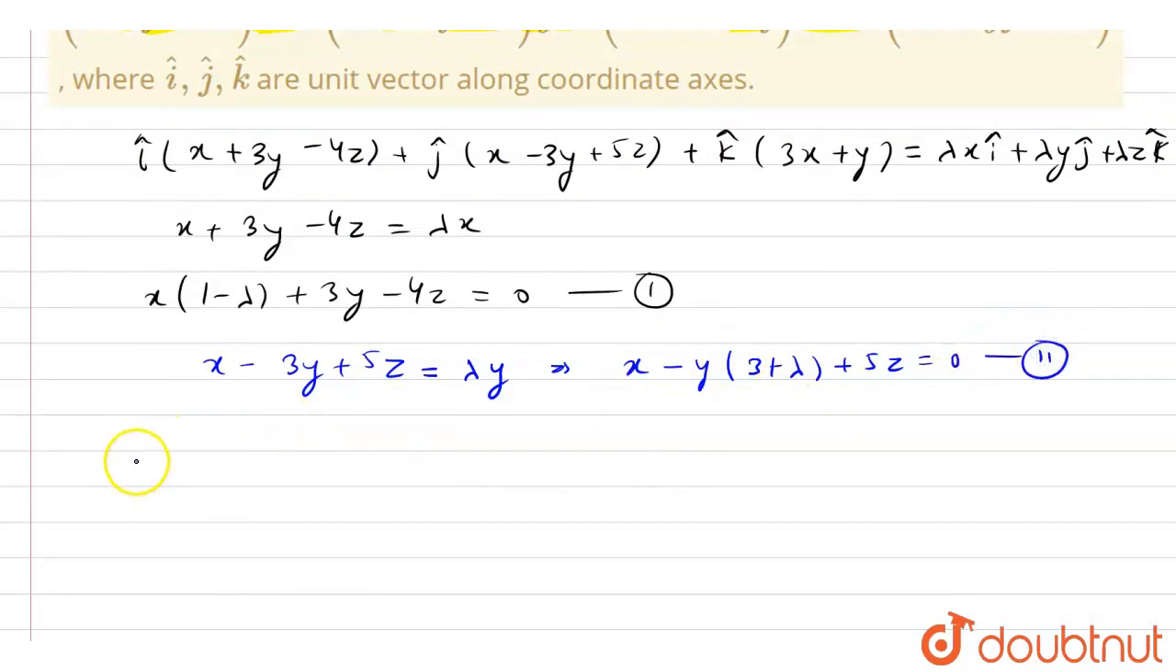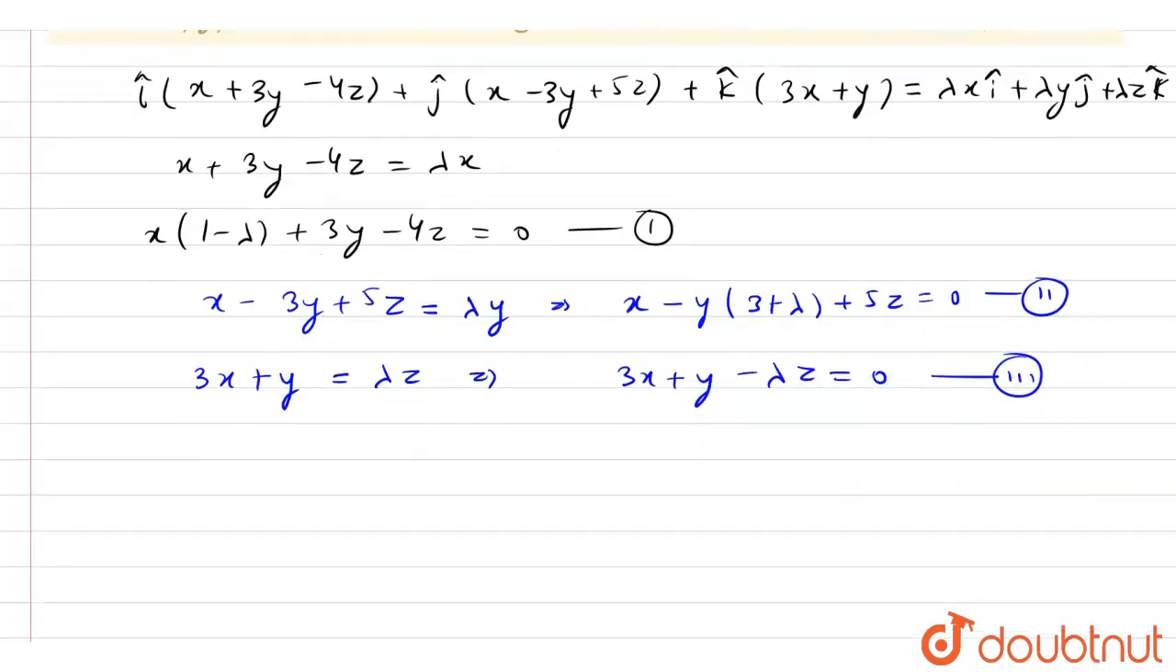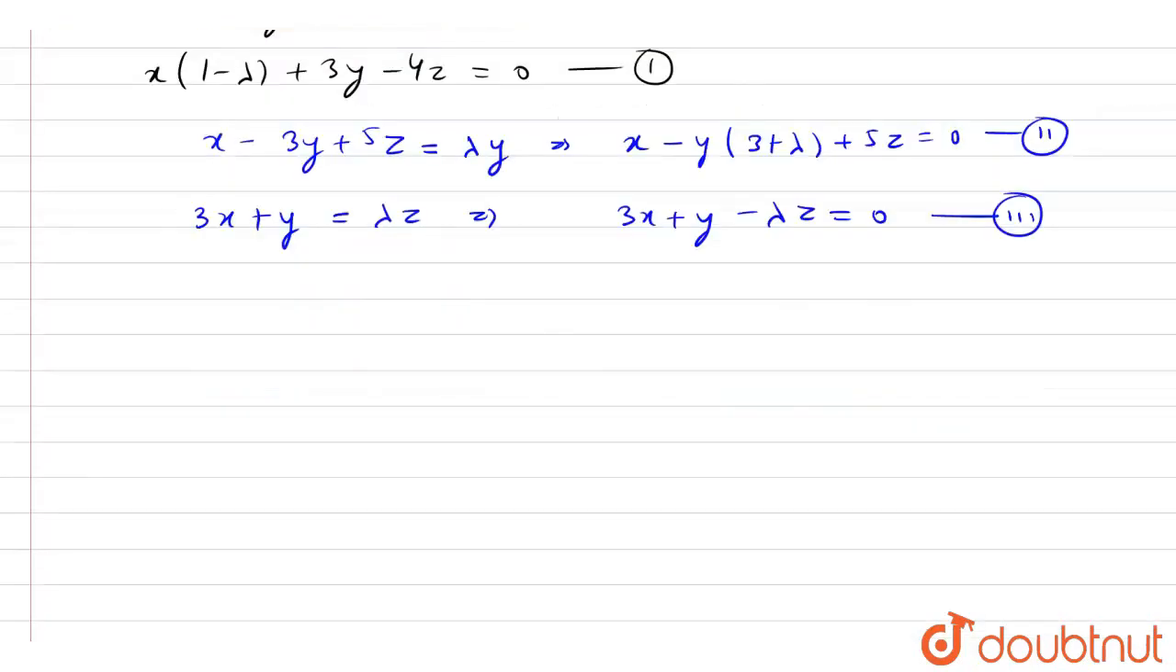Similarly, I can write 3x plus y equals lambda z. Now this will become 3x plus y minus lambda z equals 0. This is equation 3. So we have 3 equations in x, y, z variables. So in order to find lambda, we have to make its determinant equal to 0.